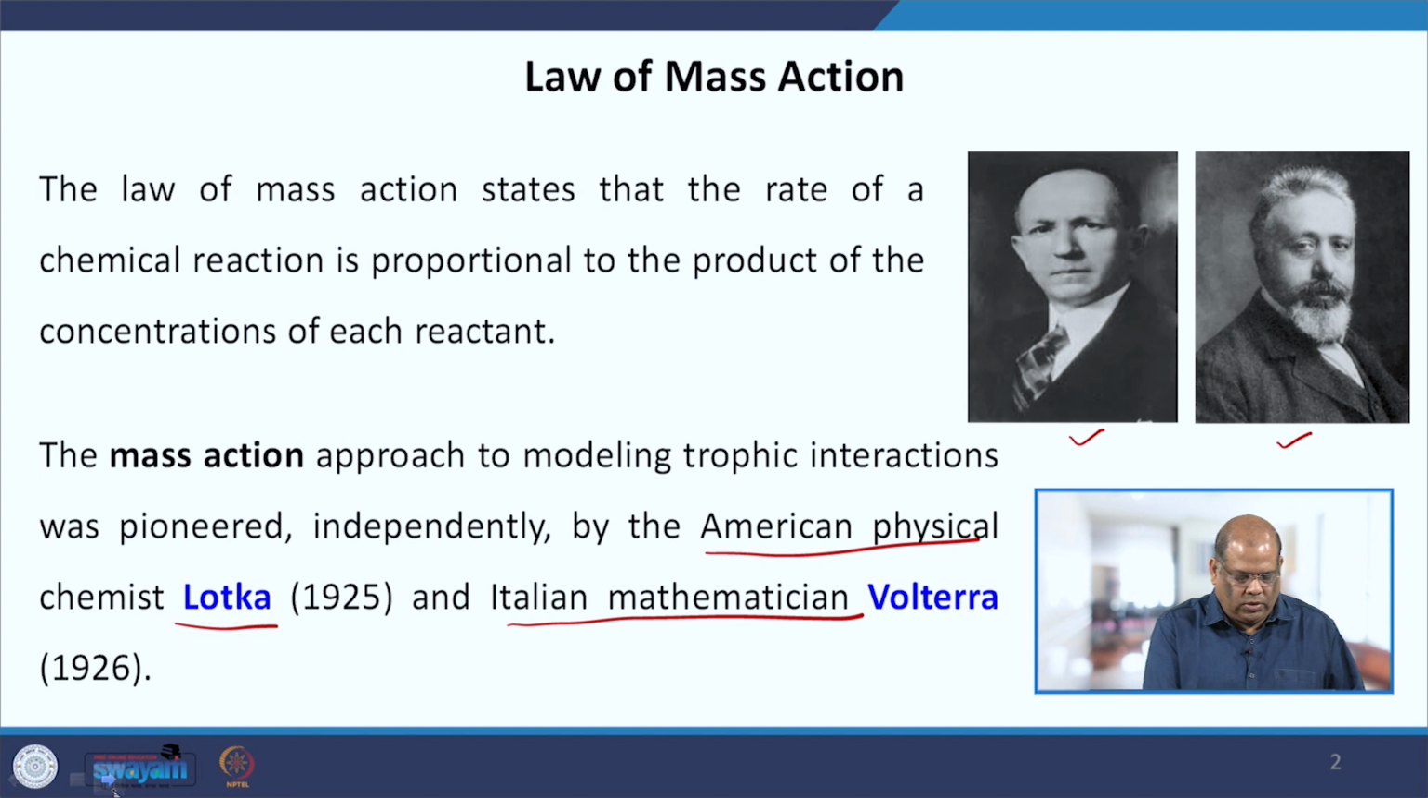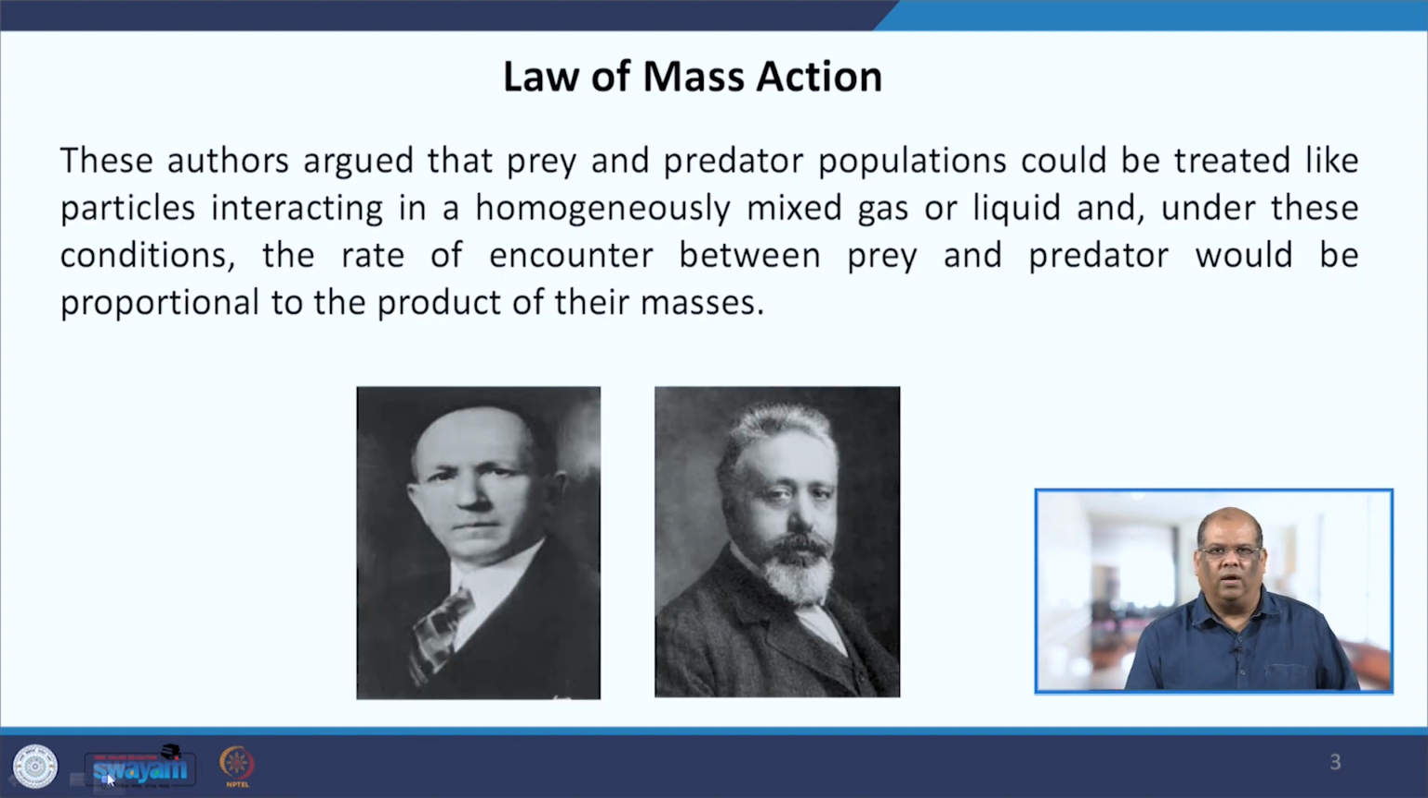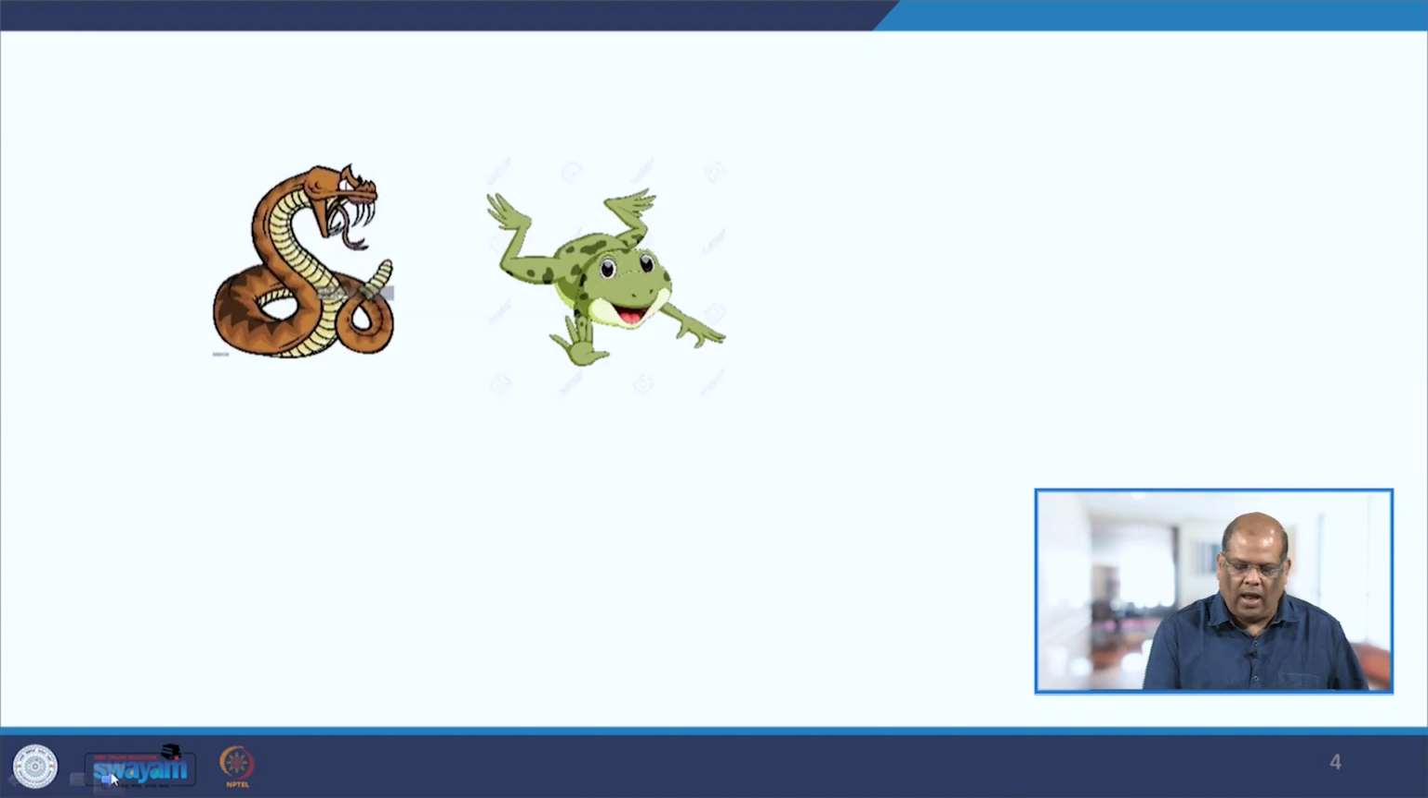They proposed that if you have a prey-predator model and there is an interaction between the prey and the predator, that should be treated like particles interacting in a homogeneously mixed gas or liquid, and under these conditions the rate of encounter between the prey and the predator should be proportional to the product of their masses. Meaning, if you have a prey and a predator, so this is a predator, a snake, and this is a prey, the frog.